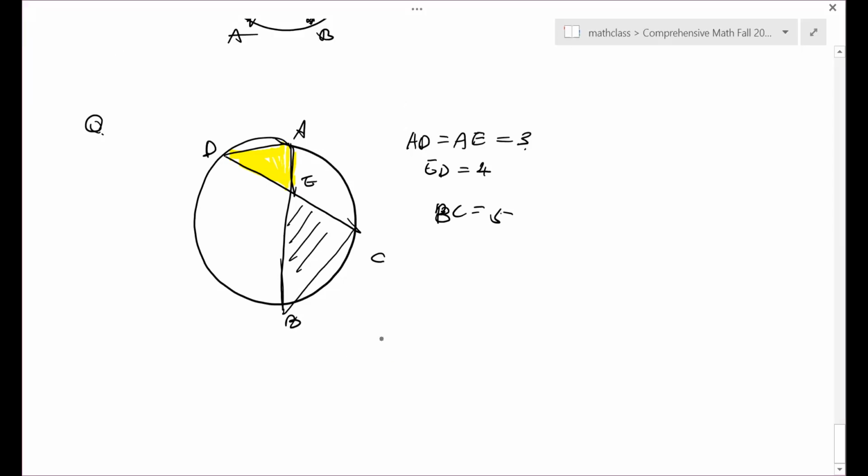So this is the area. This is a triangle like that, right? So A, D, and E. AD is 3, AE is 3, and ED is 4. Now, can you find the area of this triangle?